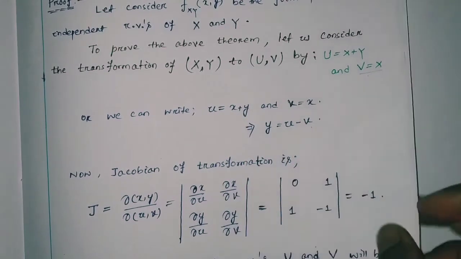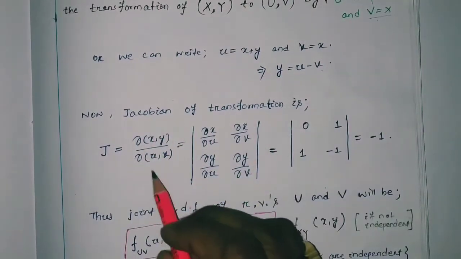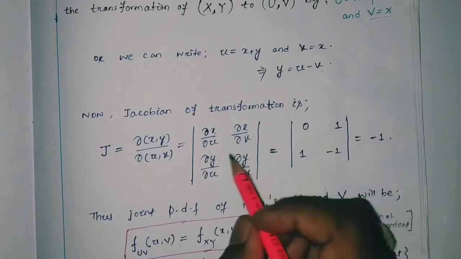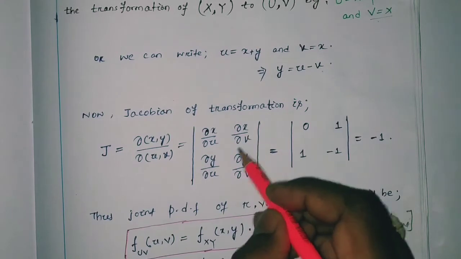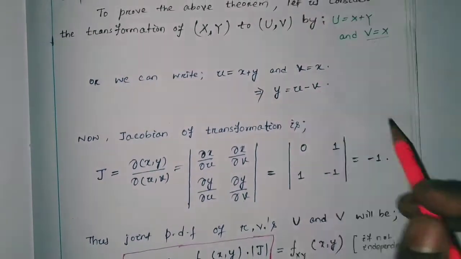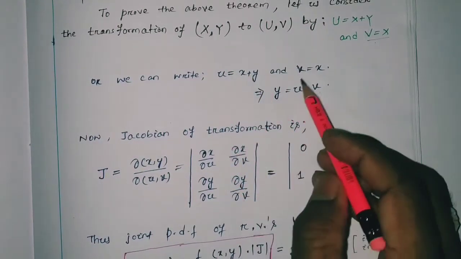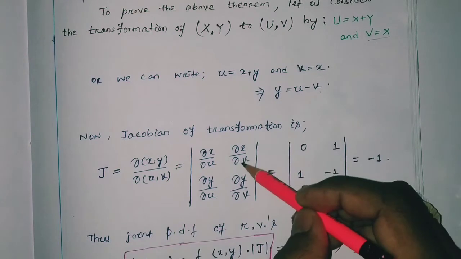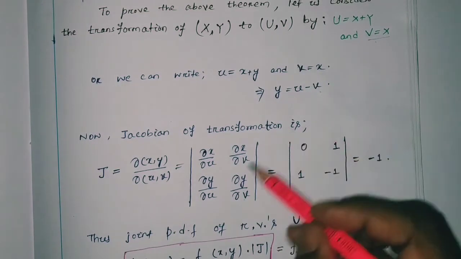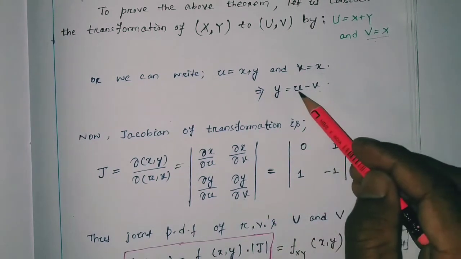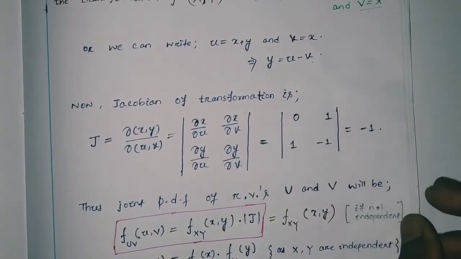Now we are going to consider the Jacobian for the transformation. Here xy is transformed to uv with the help of the determinant of del x by del u, del x by del v, del y by del u, del y by del v. Here x equal to v, so del x by del u is obviously 0. Then del x by del v will be 1, del y by del u will be 1, and del y by del v will be minus 1. So from this determinant we find the Jacobian equal to minus 1.